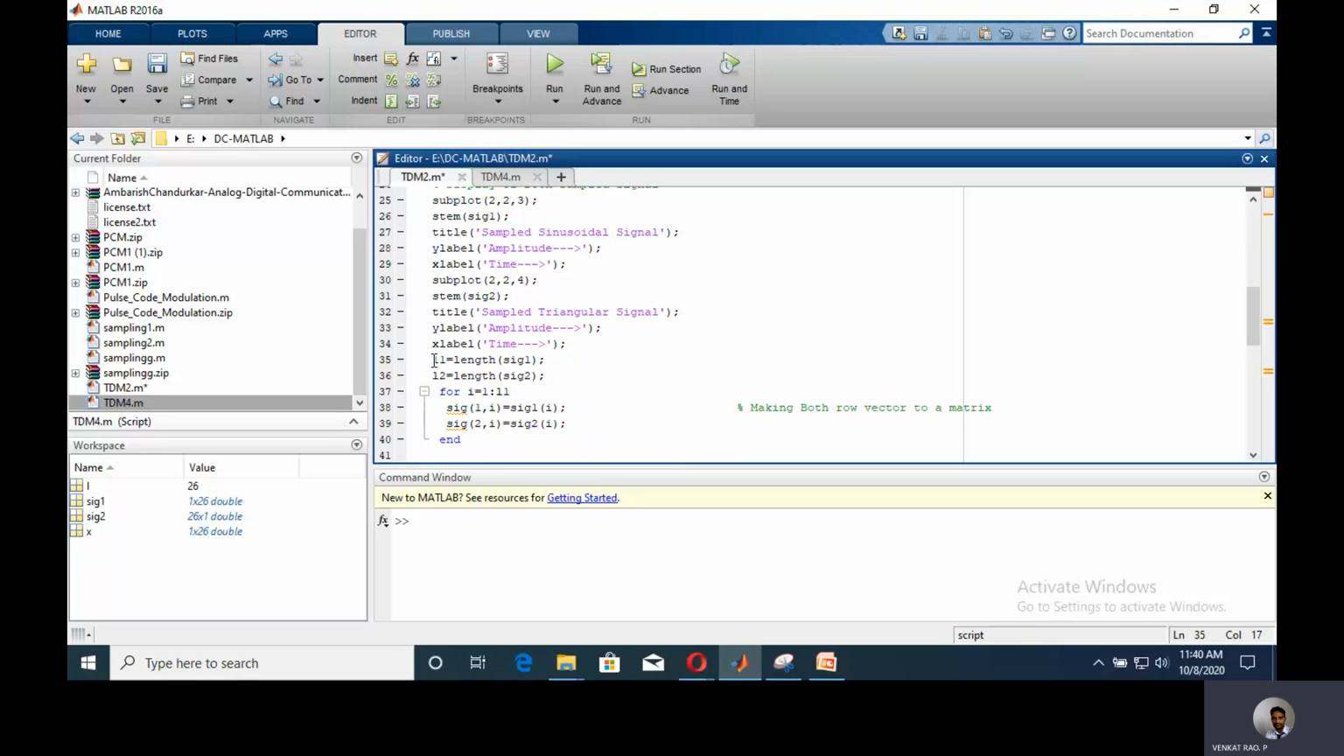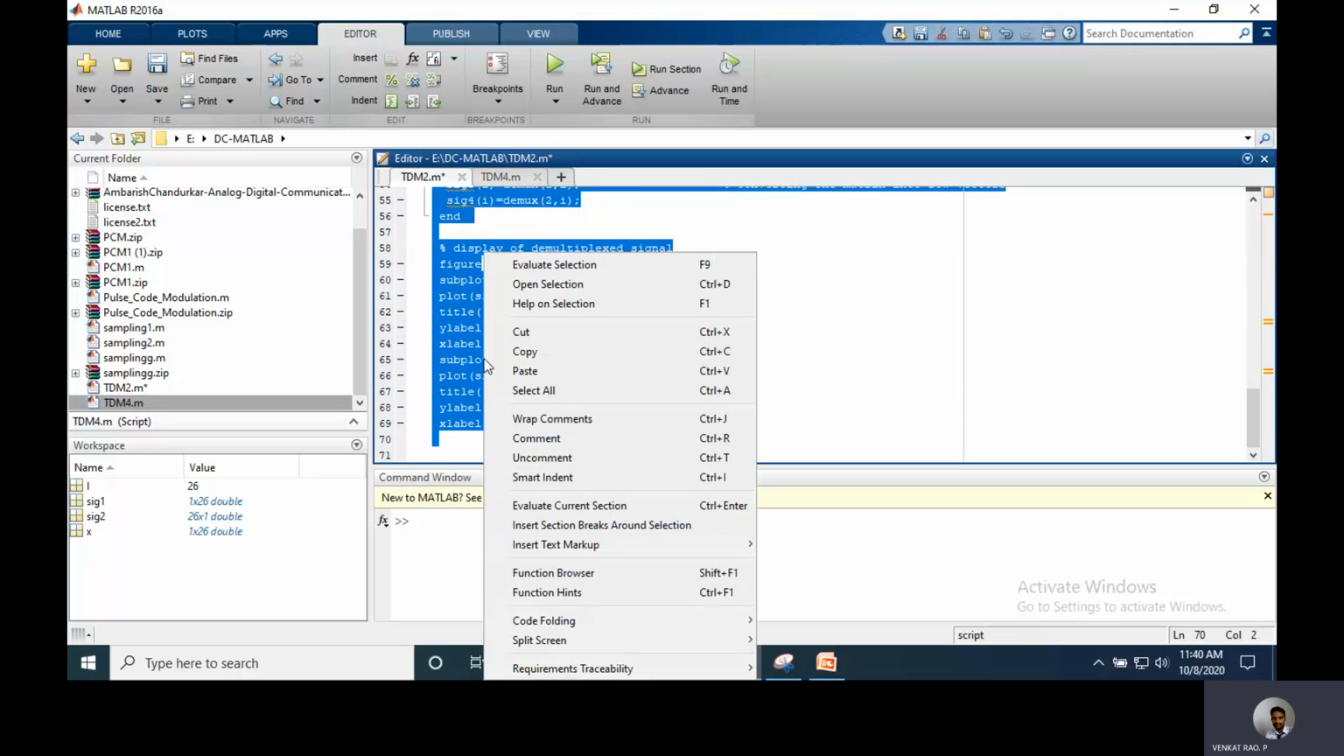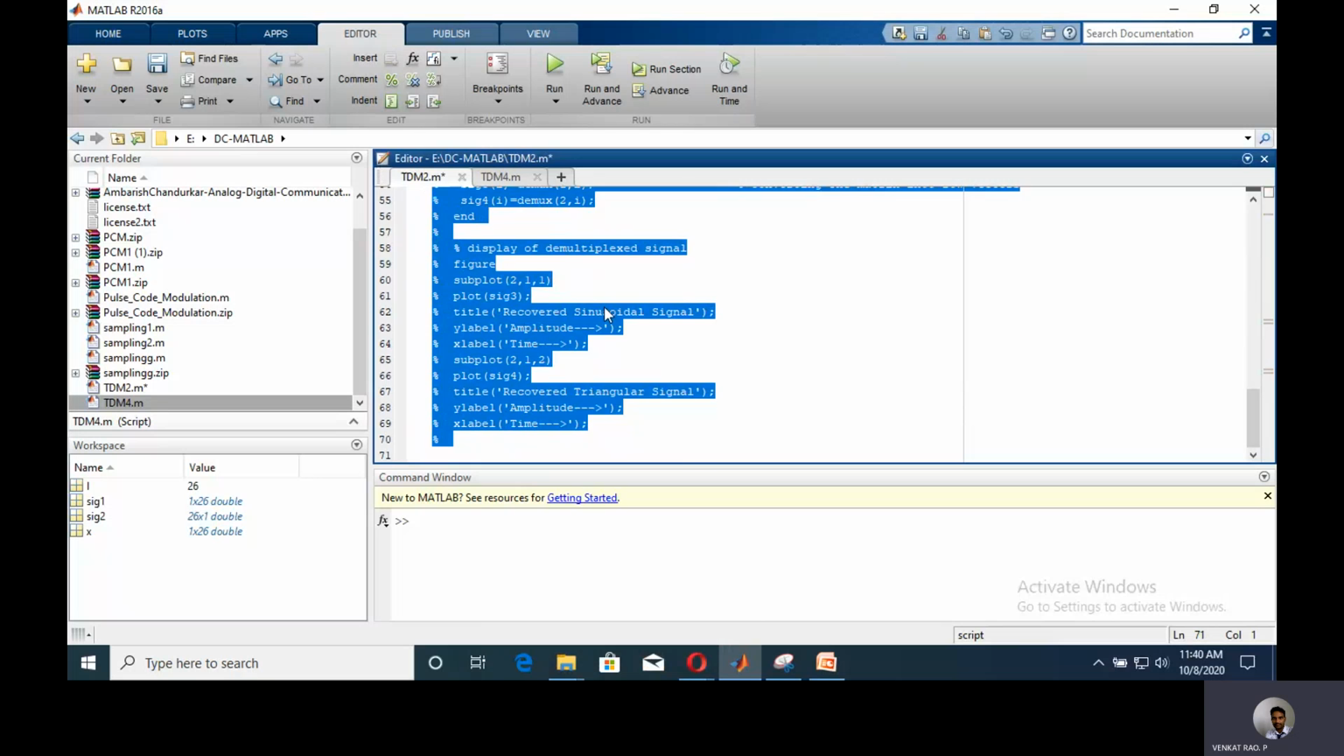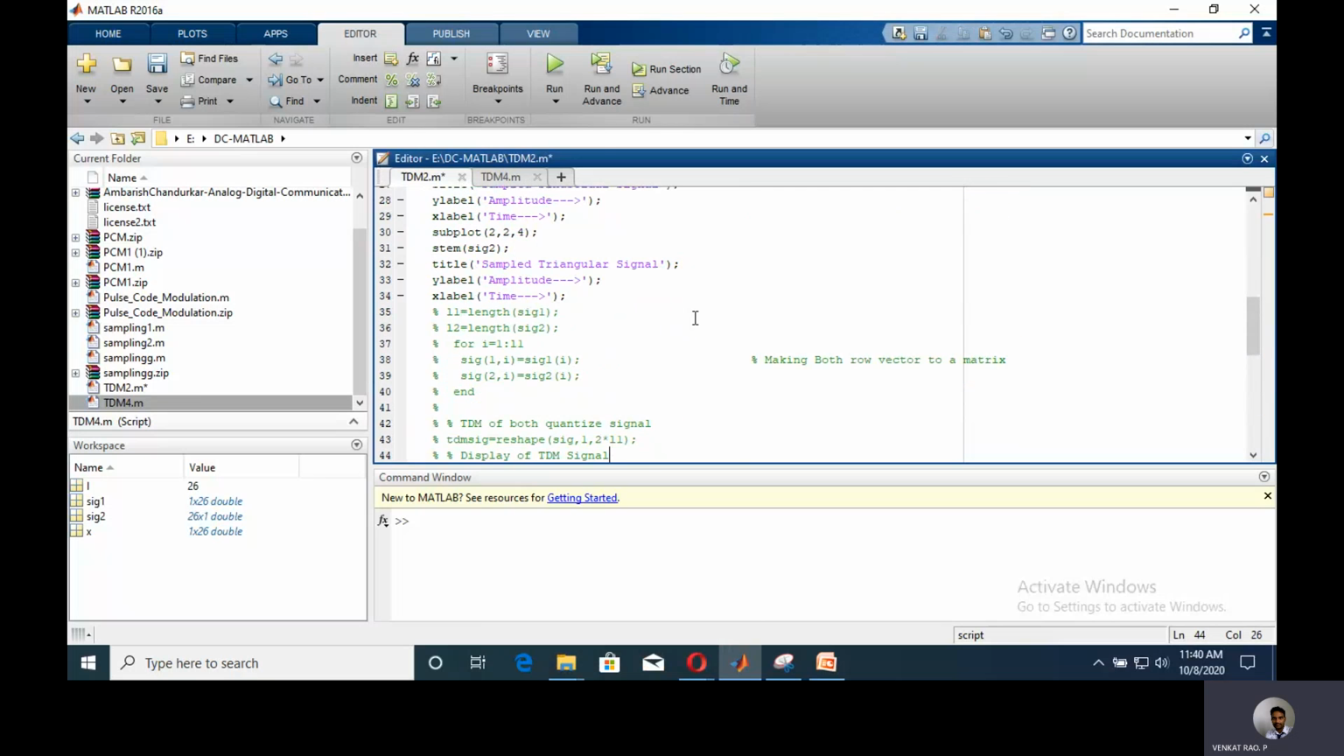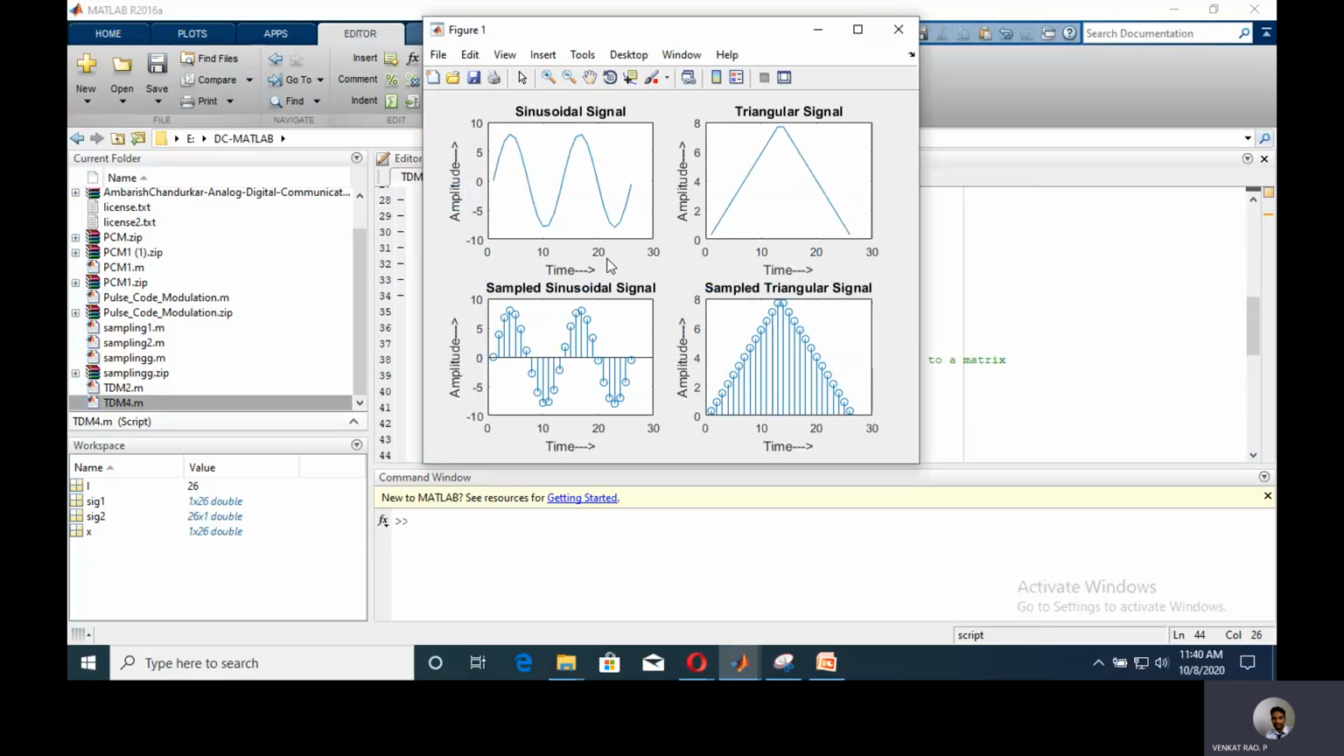Okay. Now up to now, what will happen? Let us see. I'm displaying this at this point. Now you can clearly observe. This is the sinusoidal signal. This is the triangular signal. And here I am taking two signals to multiplex. So before multiplexing, we must convert the signals into sampled signals. So that's why I am converting the sinusoidal signal to a sampled signal. Similarly, the triangular signal also into its sampled version.